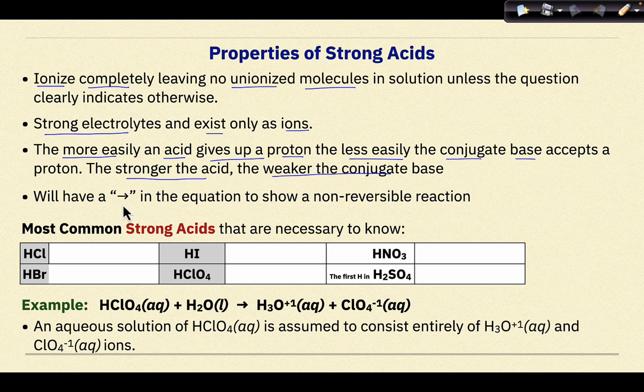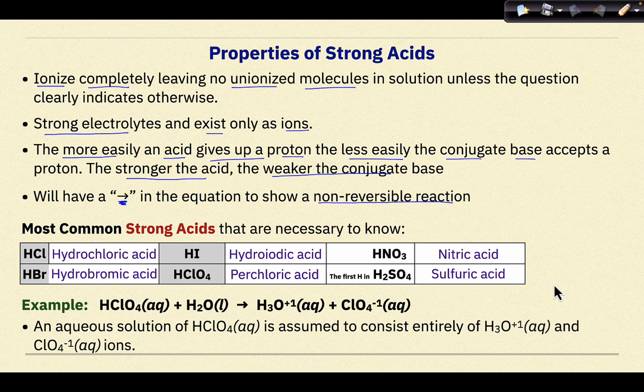In an equation with a strong acid, we will have an arrow represented like this one in the equation to show a non-reversible reaction. The most common strong acids that are necessary to know include hydrochloric acid, hydrobromic acid, hydroiodic acid, perchloric acid, nitric acid, and sulfuric acid.